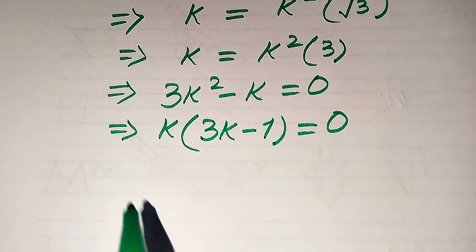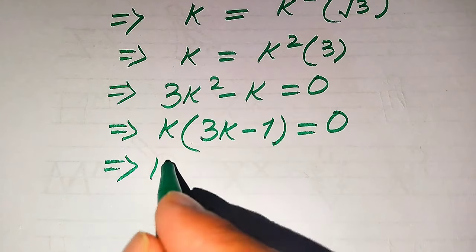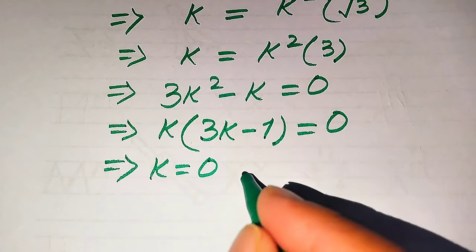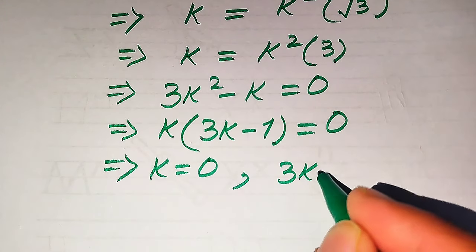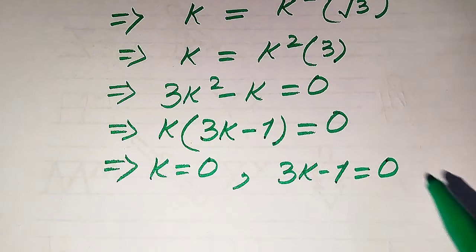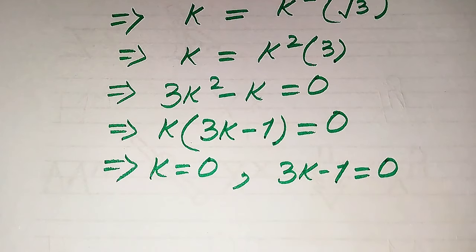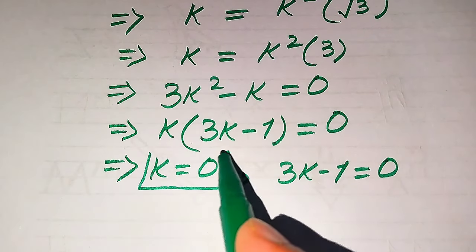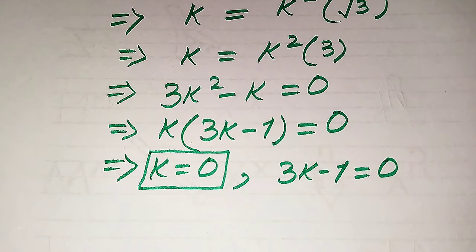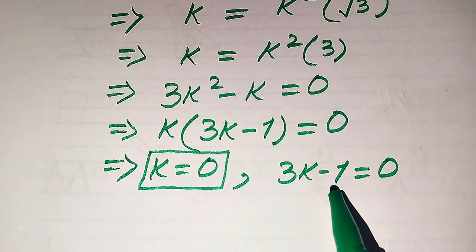Further we divide this equation into two cases. The first case is we write k is equal to 0, and the second case is we write 3k minus 1 is equal to 0. So this is our first root of the given equation, and in order to find the second root we need to solve this case.